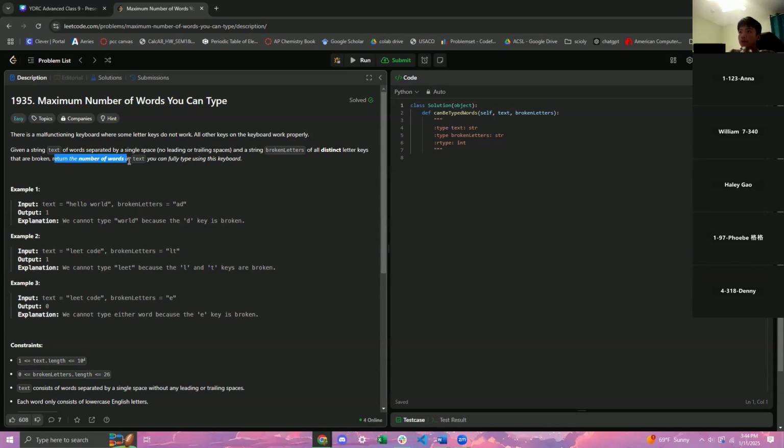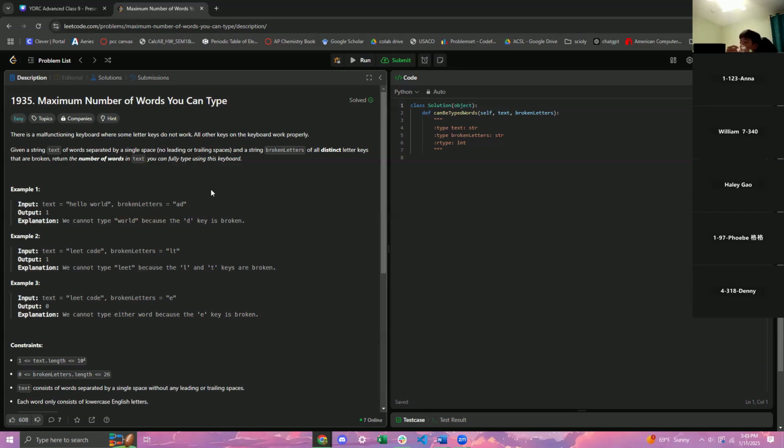And we're going to return the number of words in text that can be fully typed using this keyboard. You might be thinking, okay, what keyboard? Then you can see that the first sentence helps you out too. So now we have a lot of information. Text is a bunch of words separated by a space, and broken letters is all the distinct letter keys that are broken. We can't use those letters. Our goal is to see how many words in text we can make without using any letter in broken letters.